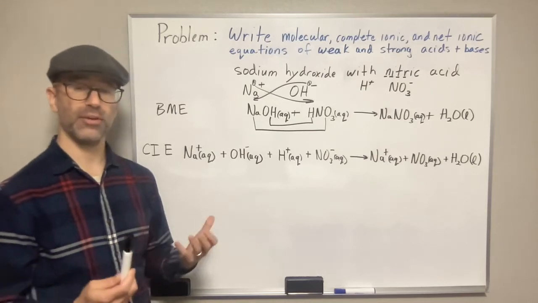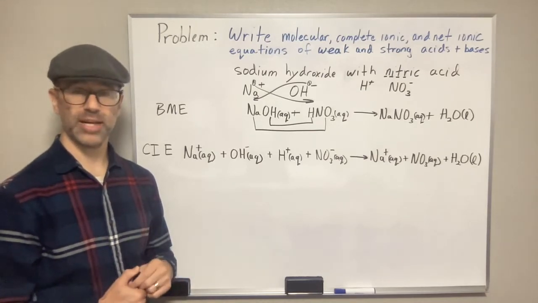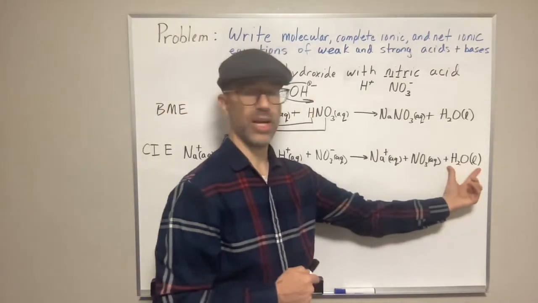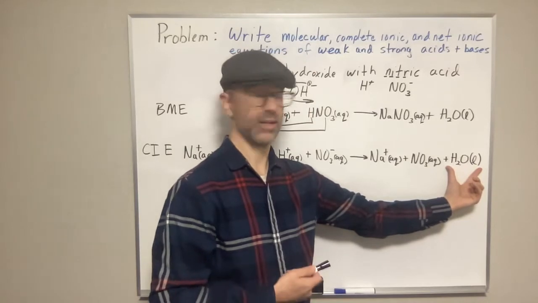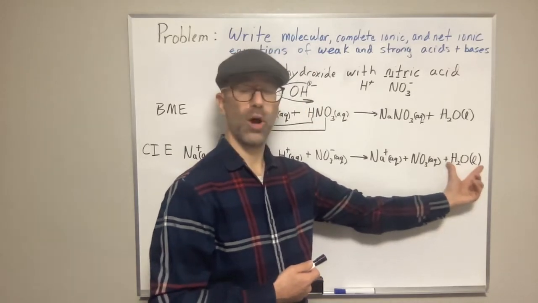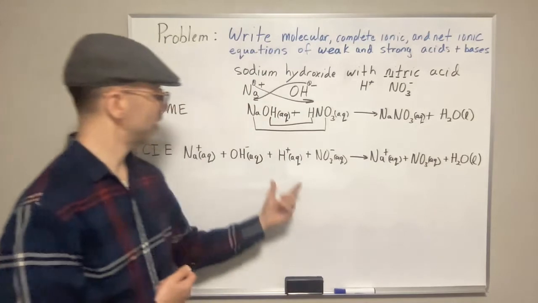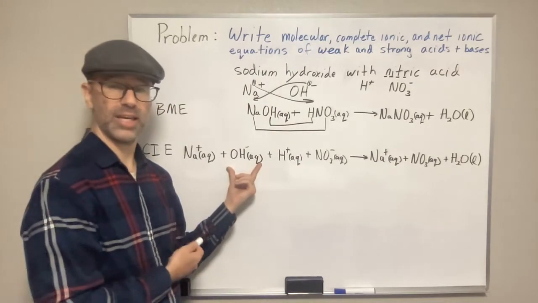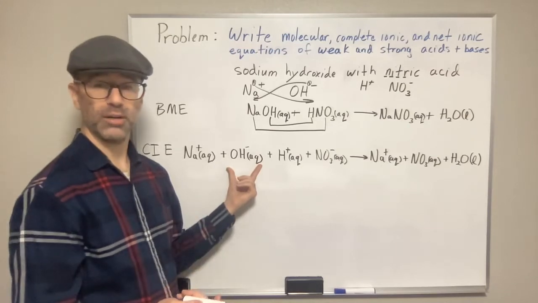So there's a couple of ways you can identify your spectator ion. One way is to go to your product that's formed. So here we have liquid water. That's the product that's formed. And so what formed that product? That was the H+ and the OH-. So those we want to keep. The others we're going to get rid of.